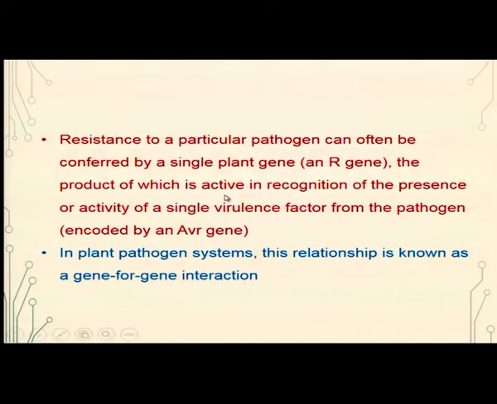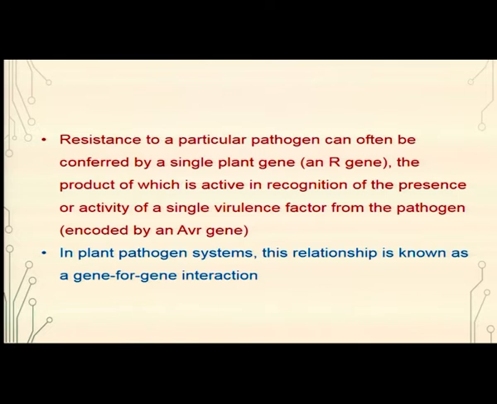Resistance to a particular pathogen can often be conferred by a single gene, which is normally represented as the capital R gene. The product of this capital R gene, which is active, recognizes the presence of a single virulence factor which is present in the pathogen. So the product of the R gene will actually recognize the product of a pathogen gene. And in plant pathogen systems, this relationship is known as gene-to-gene interaction.